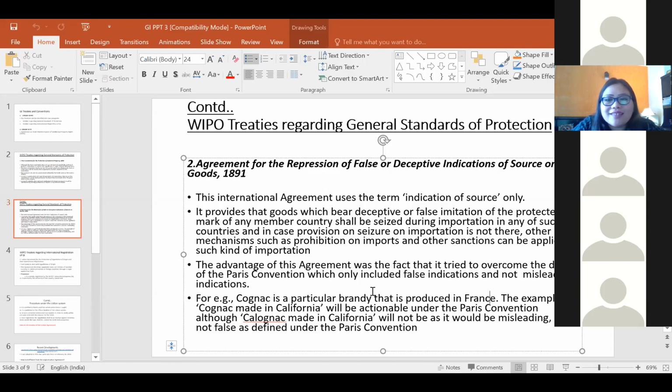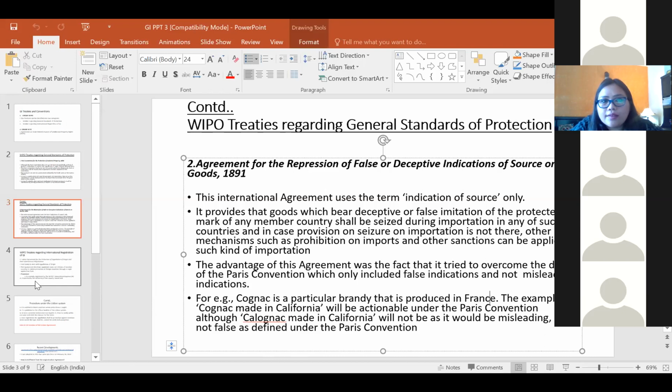What about, ma'am, the deceptive others? And misleading. Okay. Ma'am, I can't hear you properly. Ma'am, the example you cited here, deceptive and misleading, both are the same one? Deceptive and misleading are the same. Yes.